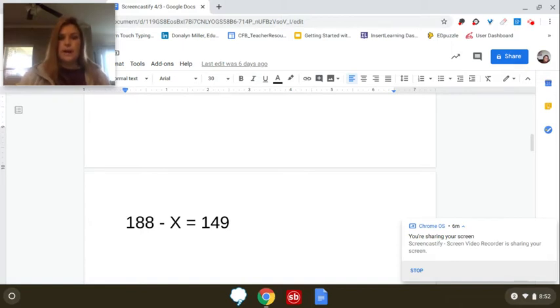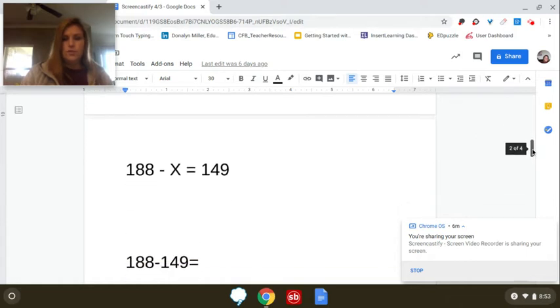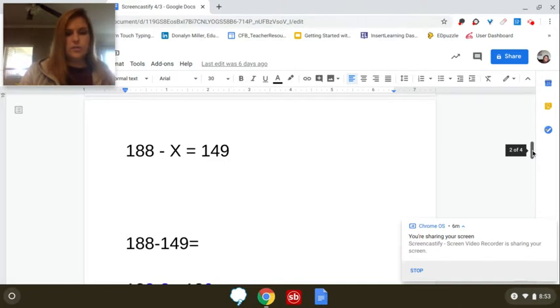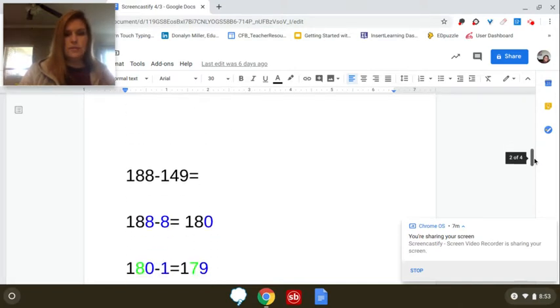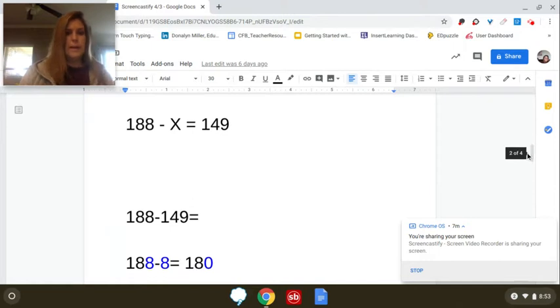So let's try that. I am going to look here, and we are going to do this a little bit at a time. So I have 188 minus 49, because if I take away the 149 from this equation, what I'm left with is what I need to subtract from the 188 to give me 149. So we're going to do that now.